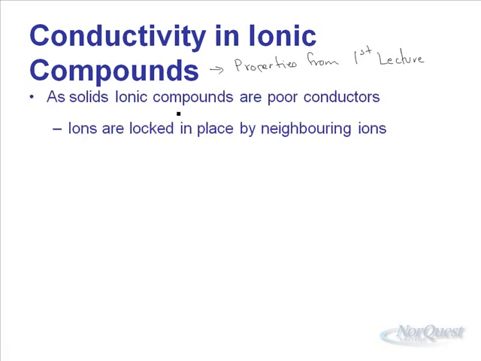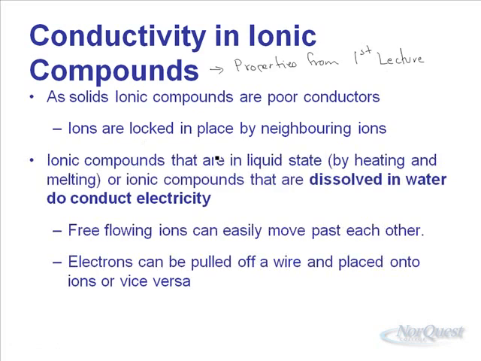And now what we're doing is going through these physical and chemical properties and comparing ionic compounds and molecular compounds. So ionic compounds, when they're solid, are poor conductors. All of those ions are locked in place by neighboring ions, so there's no way for electricity or electrons to flow through the substance. As soon as you melt them, however, or dissolve them in water, they do conduct electricity.